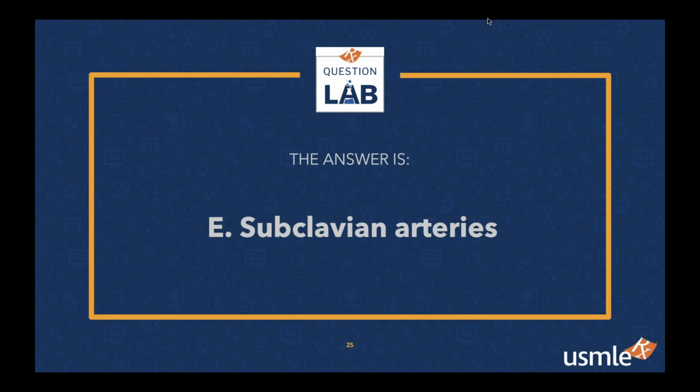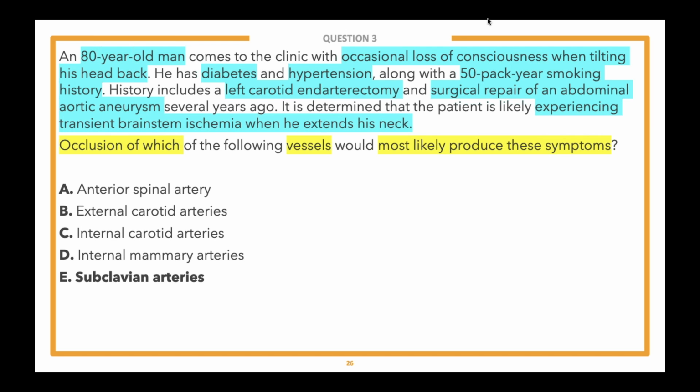Thank you, Sean. Yes, definitely a tough question here. So this is a cool diagnosis though. This patient is having occasional loss of consciousness when tilting his head back. We highlighted that, we made note of it. We also highlighted all of his medical history, but also his surgical history. He had a carotid endarterectomy, he had an AAA. So all of that, along with the smoking, diabetes, hypertension, really should make you think that this guy is walking atherosclerosis. He's got atherosclerosis in a lot of his vessels.